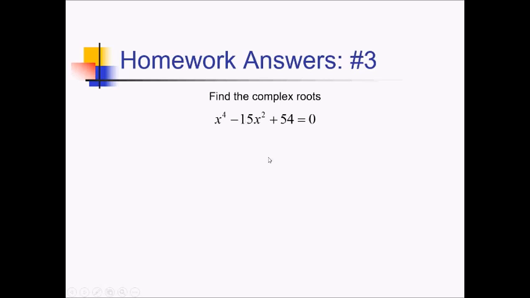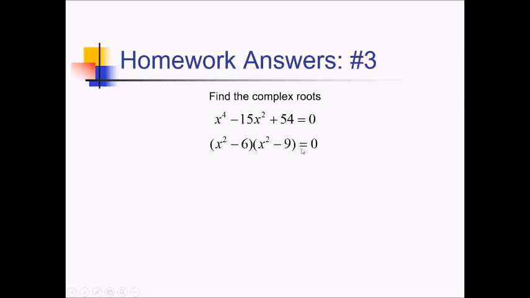Well, there's 1 and 54. That's not going to work. Neither does 2 and 27. Let's see here. 3 and what is it, 18? Well, that's not going to work because they have to both be the same sign since it multiplies to positive 54. What else goes into 54? Well, there's 6 and 9. Yeah, that adds up to 15. So I can split this up then into x squared minus 6 and x squared minus 9.